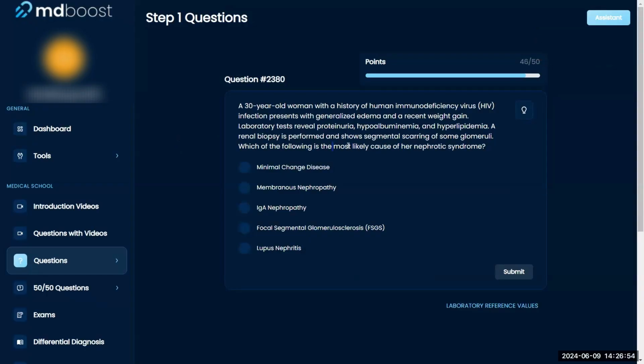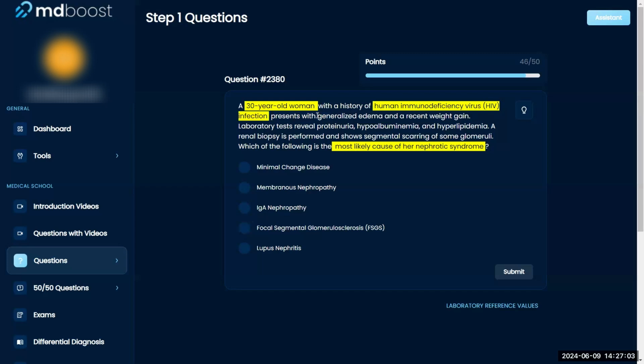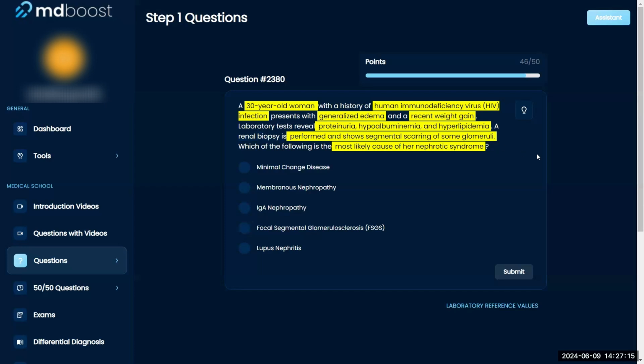Okay. Which of the following is the most likely cause of her nephrotic syndrome? A 30-year-old woman with a history of HIV presents with generalized edema and recent weight gain. Laboratory tests reveal proteinuria, hypoalbuminemia, and hyperlipidemia. Renal biopsies performed show segmental scarring of some glomeruli. Which of the following is the most likely cause of her nephrotic syndrome?